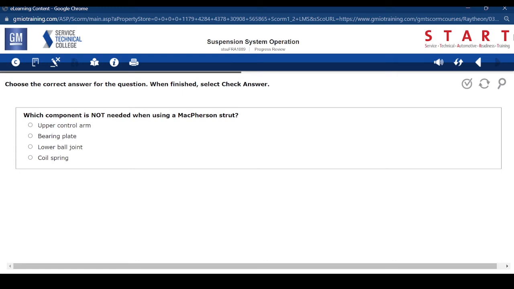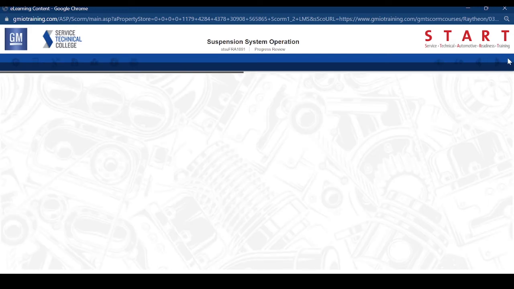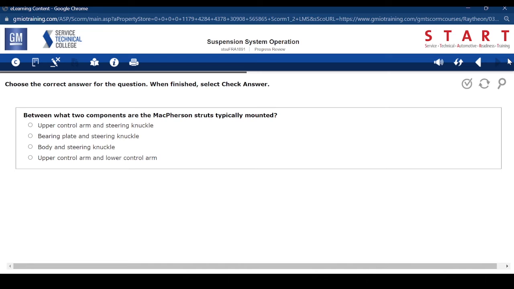Choose the correct answer for the question. When finished, select Check Answer. Choose the correct answer for the question. When finished, select Check Answer.